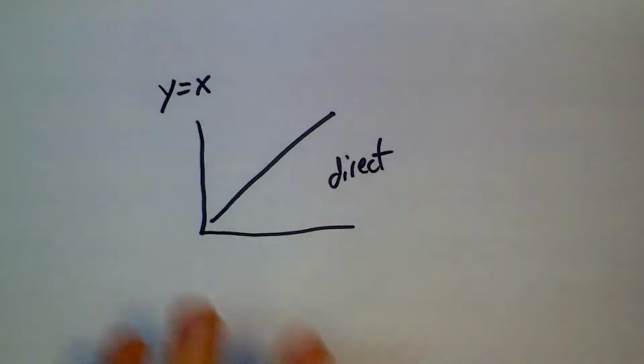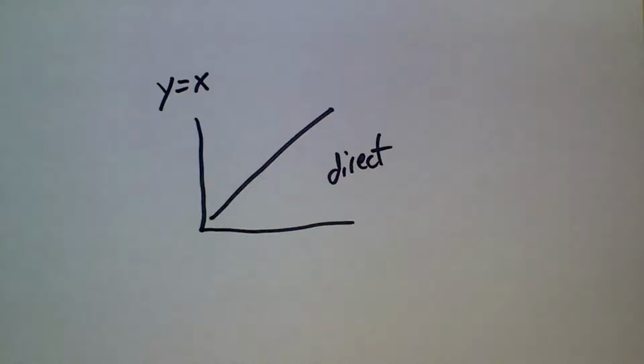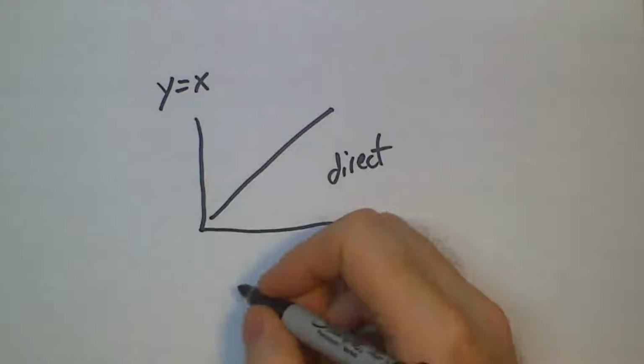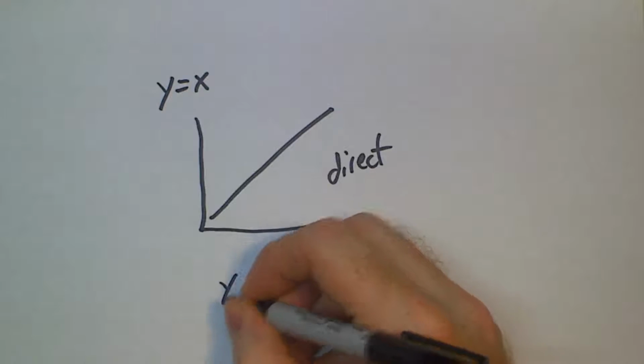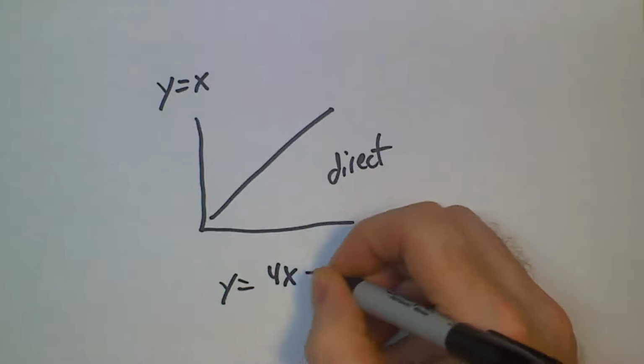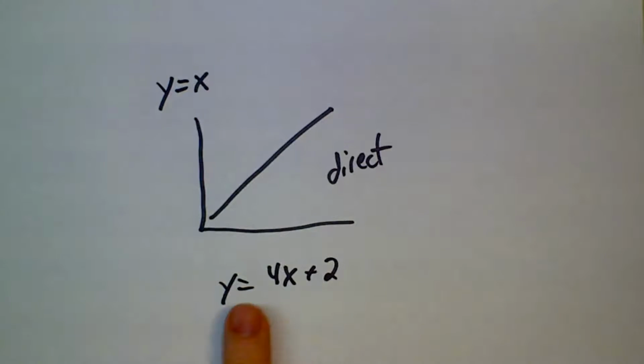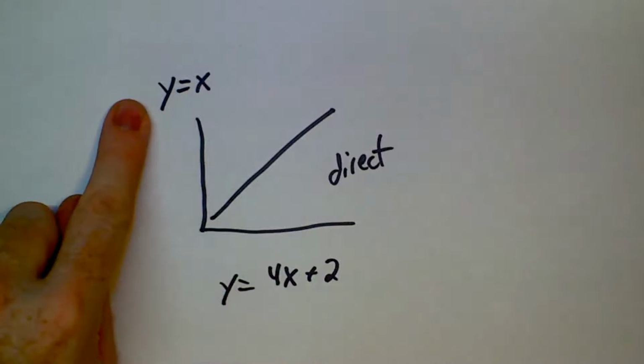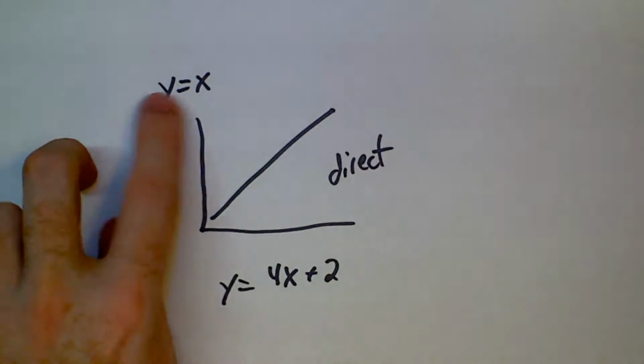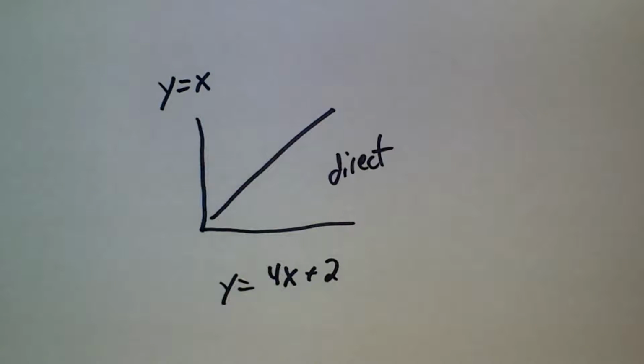Now, all equations that have this general form have a direct relationship between y and x. What do I mean by general form? Let's look at this equation. What if we had y equals 4x plus 2? This equation looks a little bit different from that equation, but they have the same general form. What I mean by that is look at the positions of y and x relative to each other across that equal sign.